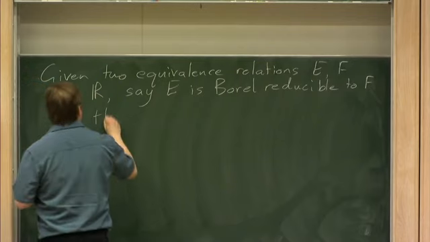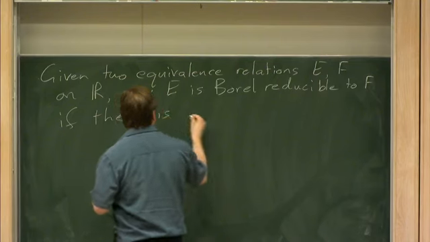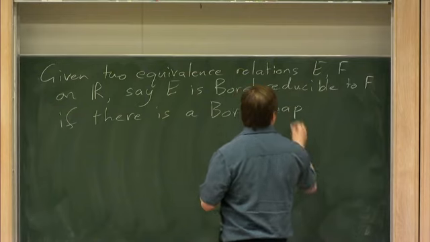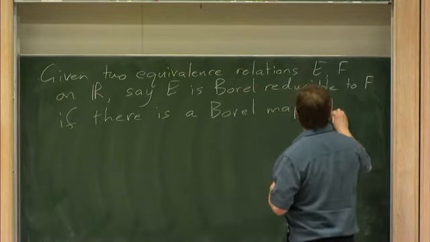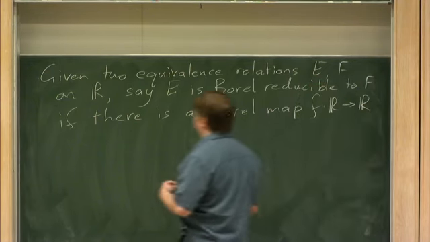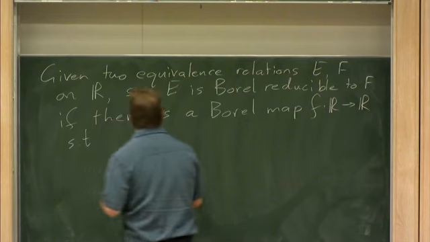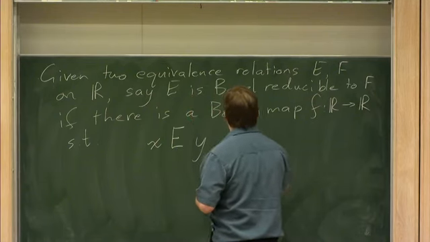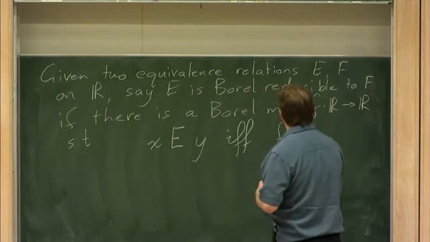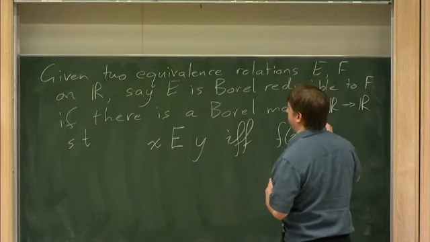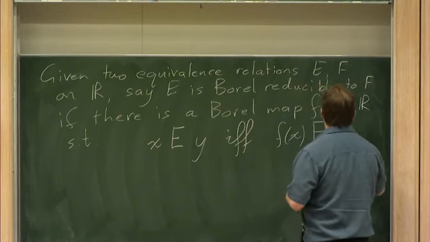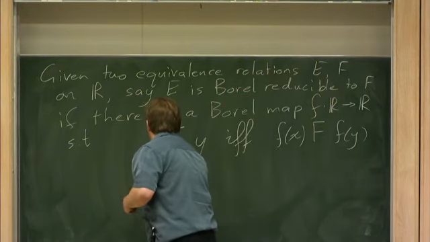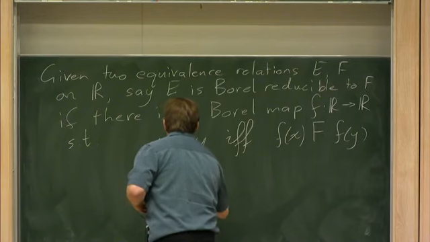if there is a Borel map f from R to R such that x is E-equivalent to y if and only if f of x is F-equivalent to f of y. And we write this as E is Borel less than or equal to F.